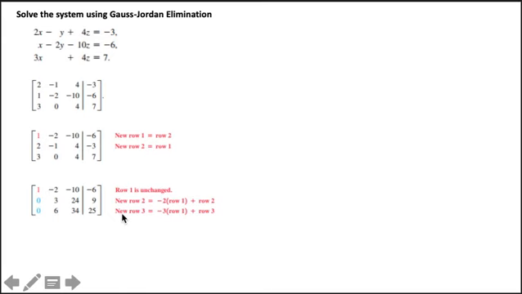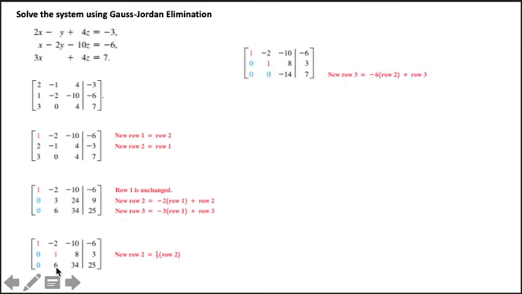In the next step, I need to get a 1 here. So to get a 1 here, I'm going to divide this whole row by 3, which is the same as multiplying by 1/3. So 3 divided by 3 is 1, 24 divided by 3 is 8, 9 divided by 3 is 3. Okay, so now what I need to do is I need to get zeros here and here. So first I get a 0 where the 6 is. So to get a 0 where the 6 is, I multiply the second row by -6 and add it to the third row.